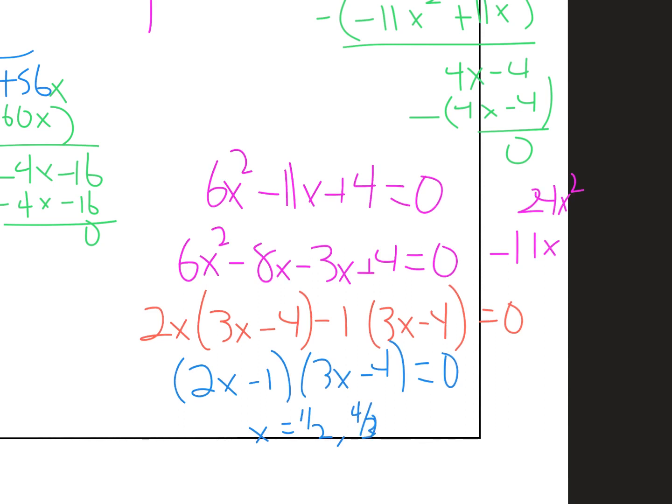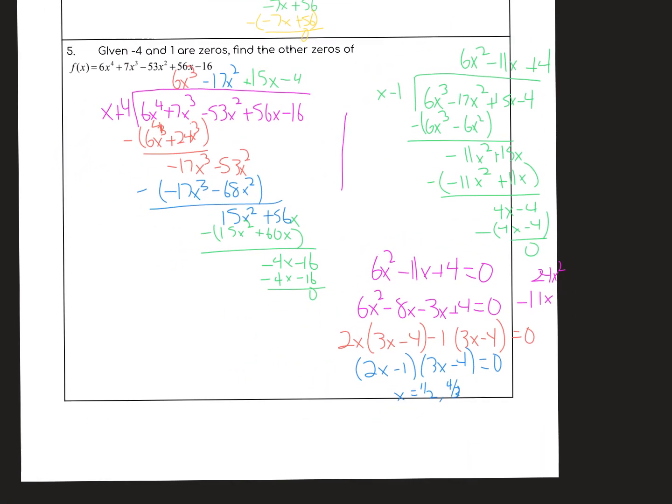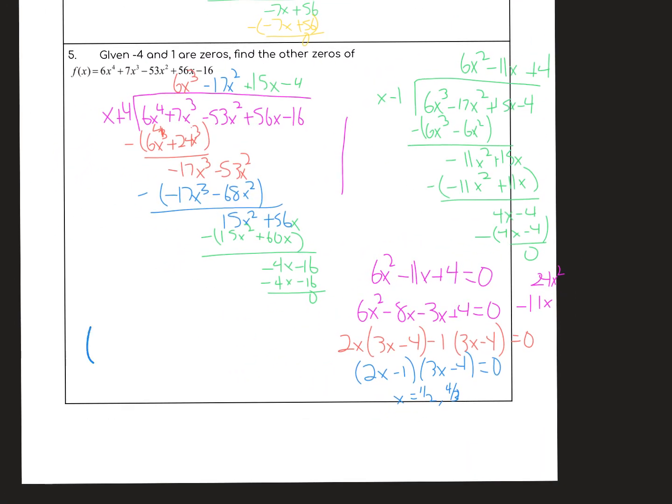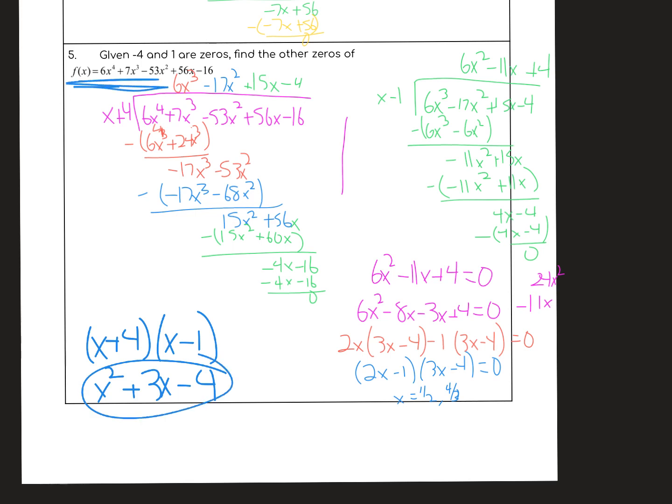Now I said there was a different way to do it. There is. I could have taken the x plus 4 and the x minus 1 and distributed that out, and you'll wind up with this. And I could have divided the original thing by this quadratic, would have been much faster, and gotten to the same 6x squared minus 11x plus 4.